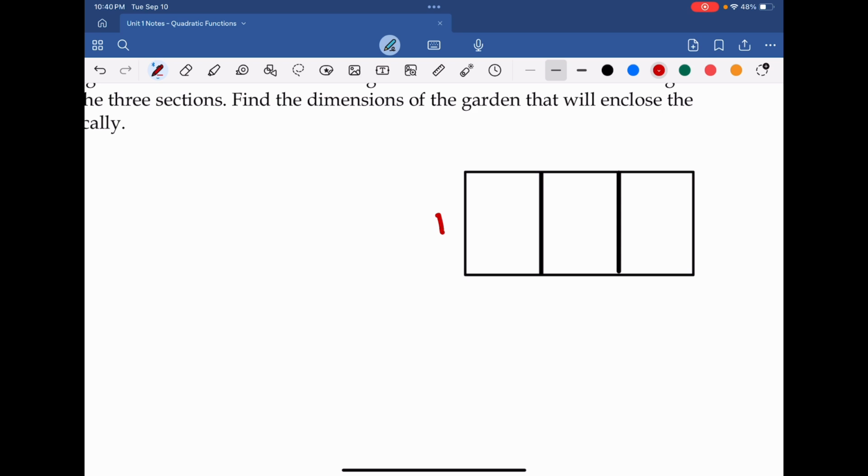Now, when we look at these, this is going to be one width, this is another width, this is another width, this is another width. Because technically, these are all going to be included with fencing. Fencing has to run along all these widths. We also have a long length here and a long length here.